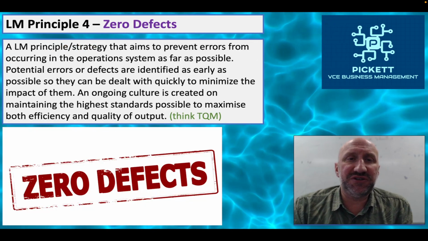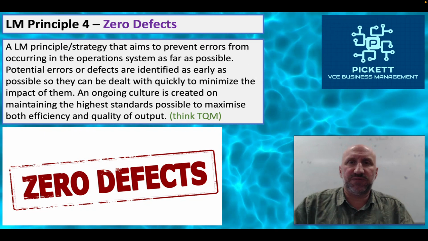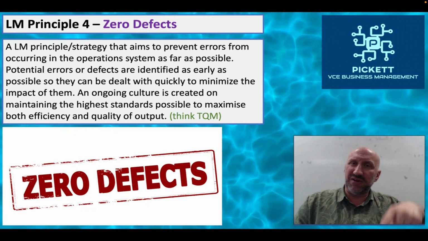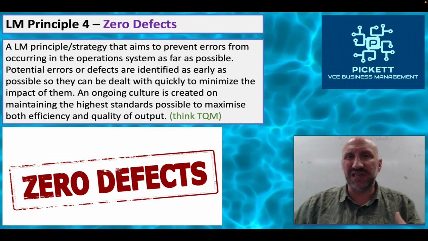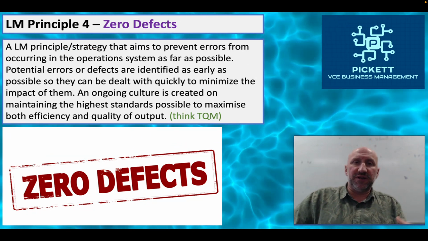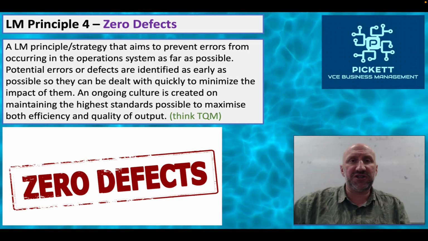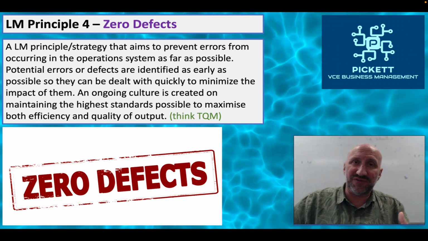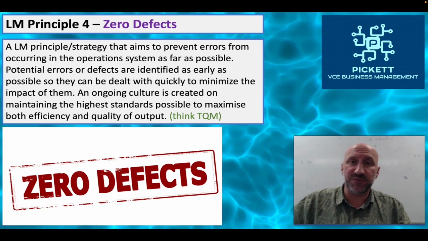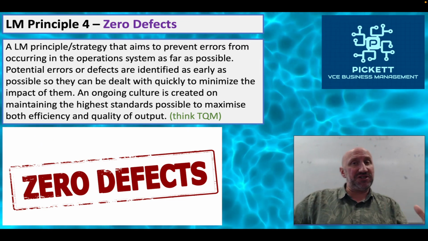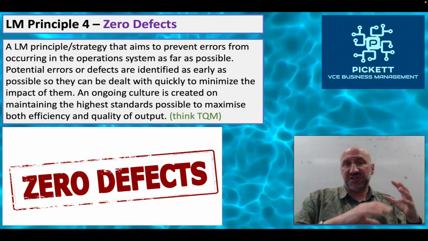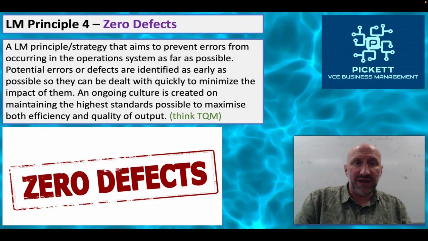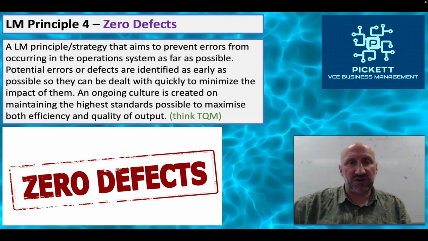And our fourth principle, zero defects. This is probably the most simple one to understand, I think. This is really, really straightforward. And I've got close links here to total quality management, because always striving for perfection was one of its principles. So this strategy aims to prevent errors from occurring in the operation system as far as possible. The idea is you identify errors as early as possible in your production system, so they can be dealt with quickly and early to minimize the impact of them.